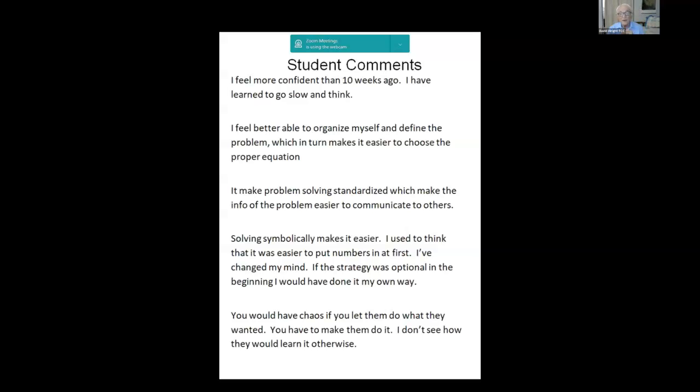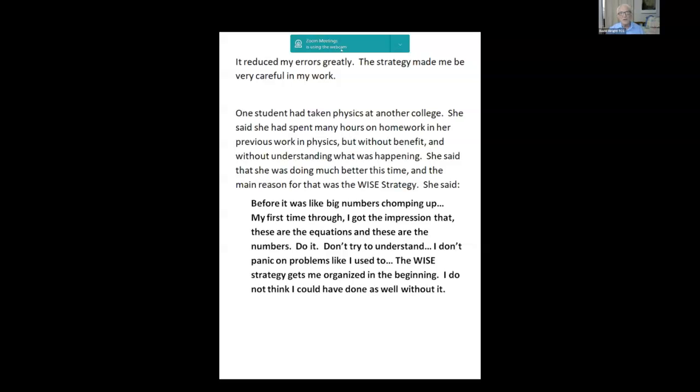The strategy was optional in the beginning. I would have done it my own way. I wouldn't have learned that. You would have chaos, let them do what they wanted. One student said, that was kind of an interesting way to put it, reduced my errors greatly. Strategy made me be very careful in my work. And one student who had physics before, at another institution, said it was like big numbers chopping me up.